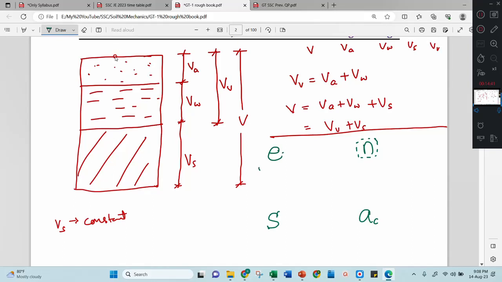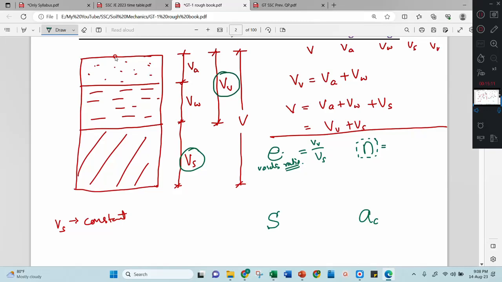This is voids ratio. Voids ratio means how much voids are there. A ratio means you are comparing two quantities. The first one is volume of voids to the volume of solids. That is your VV by Vs. Top floor and bottom floor. The entire top floor, that is VV, and the entire bottom floor, that is Vs. That is top by bottom, the voids ratio.